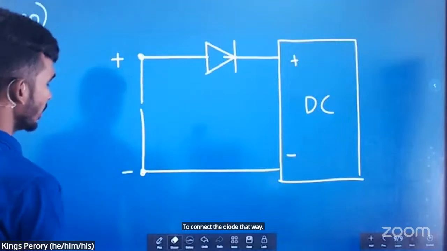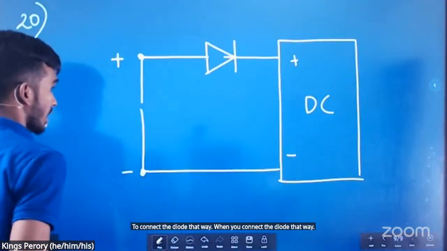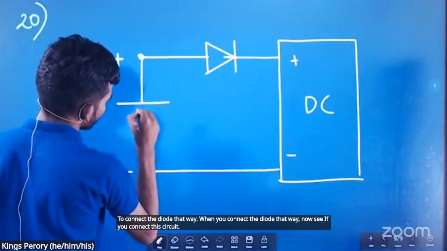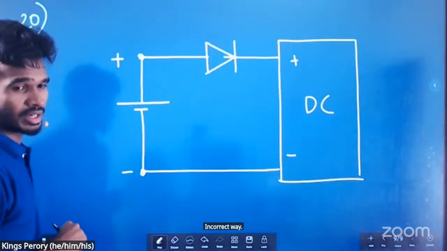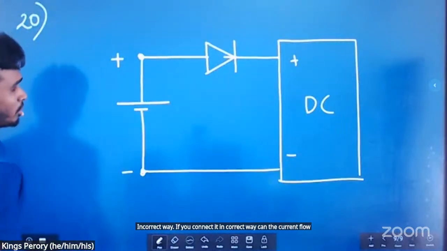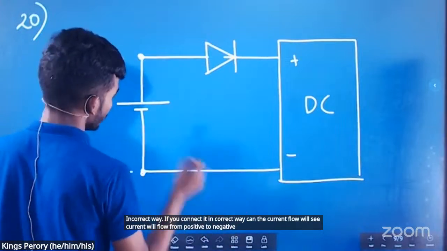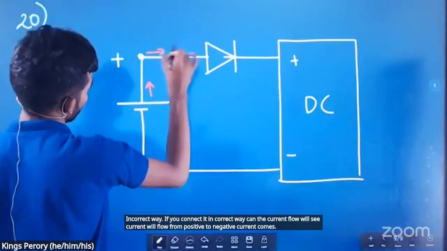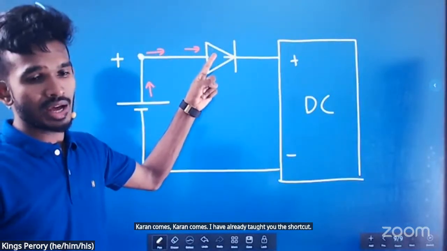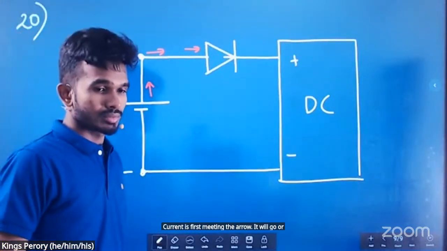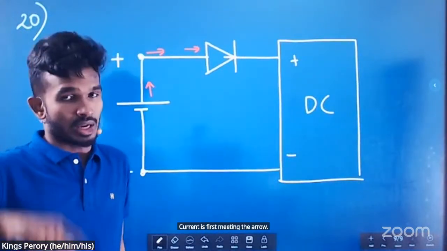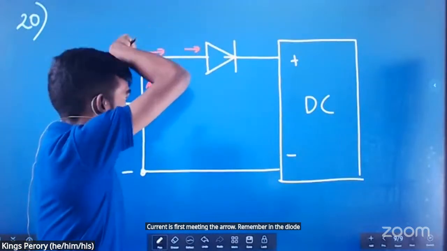When you connect the diode that way, now see, if you connect this circuit in the correct way, can the current flow? We'll see. Current will flow from positive to negative. I have already taught you the shortcut. Current is first meeting the arrow. Will it go or not go? It will go. Remember, in the diode, if current first meets the arrow, it will go.